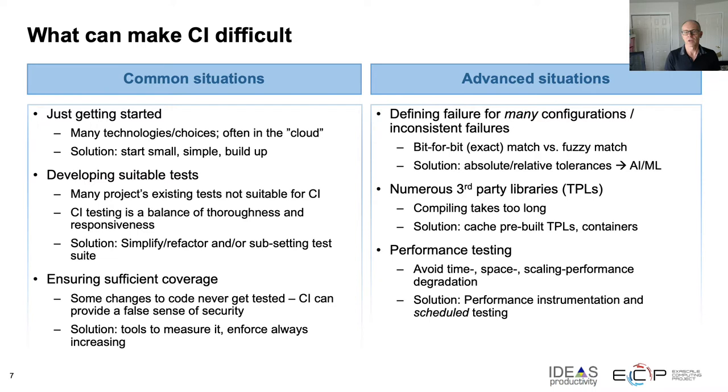There are some situations which are not compatible, or maybe difficult to make compatible, with continuous integration, such as when you've got lots of different hardware configurations, which can create inconsistent types of failures. And those can be difficult to address, either with automated testing, but also with continuous integration. There are some approaches to dealing with these issues, where you're using relative tolerances rather than trying to do bit for bit exact matching and so forth, that you can look into to try and address those.